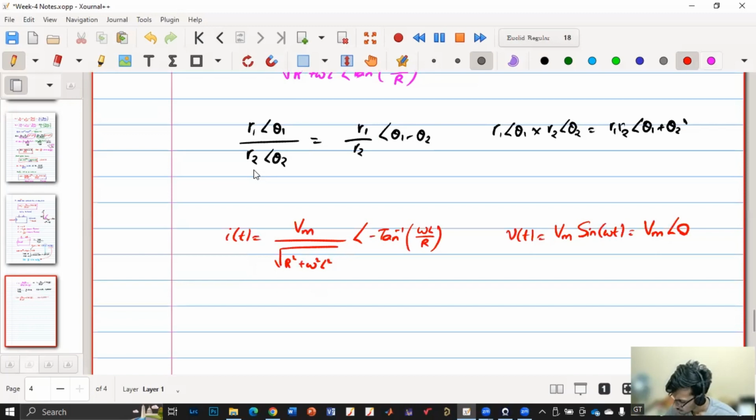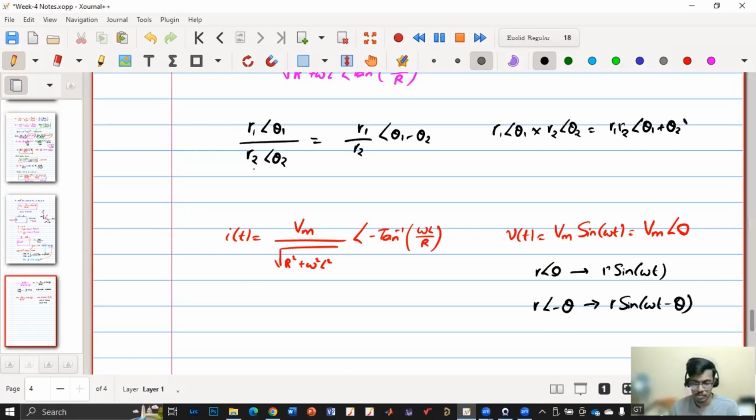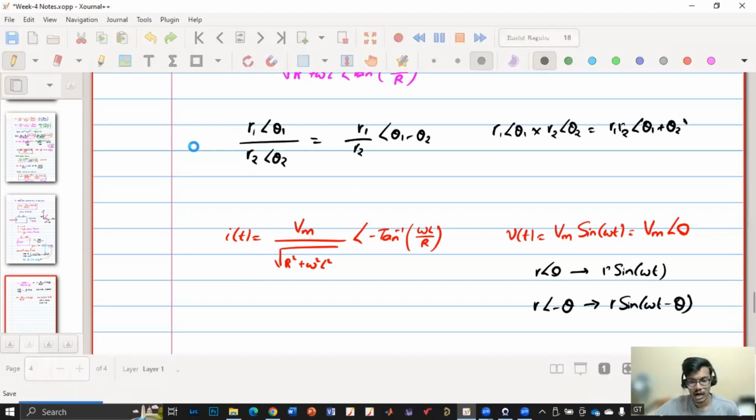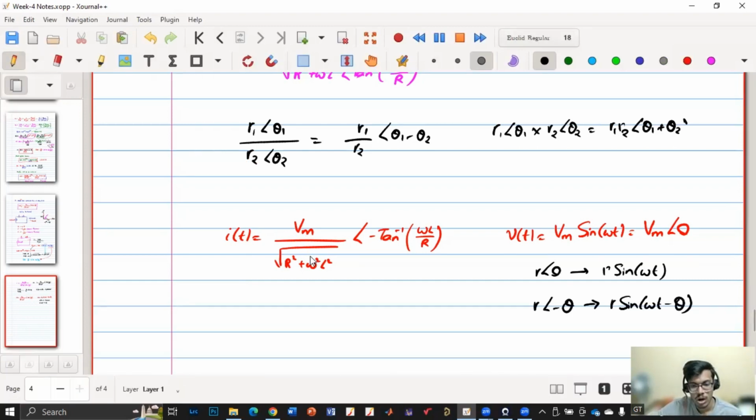So if I am representing R angle 0 degrees as R sine omega t, then my R angle minus theta will be R sine omega t minus theta. So this is just a representation. We have represented R sine omega t as R angle 0, so R angle minus theta will be R sine omega t minus theta, because we are considering only the angle. So now my I of t is Vm by square root of R square plus omega square L square, angle minus tan inverse omega L by R.